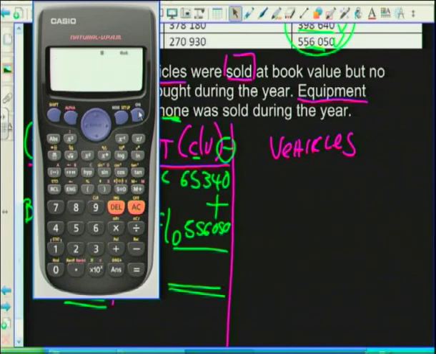Let's do that quickly. Let's get those calculators out. So I'm adding 65,340 plus 556,050, what I've got on the credit side, minus what I've got on the debit side. On the debit side, I've got an amount of 398,640, and that gives me that amount of equipment that I've purchased, 222,750. So that was the actual purchase price of my equipment.